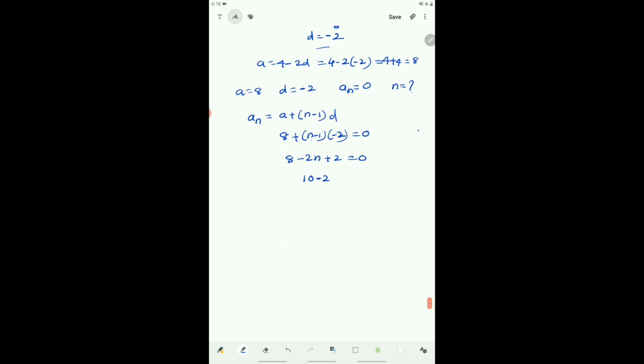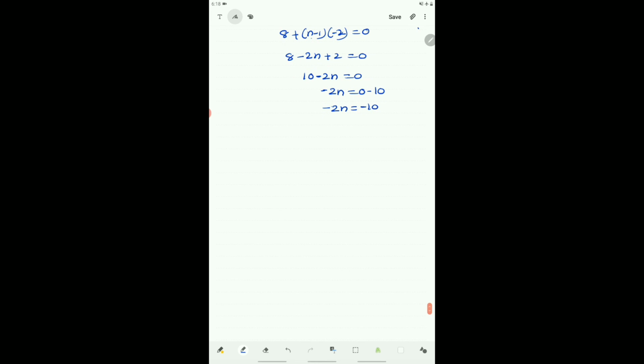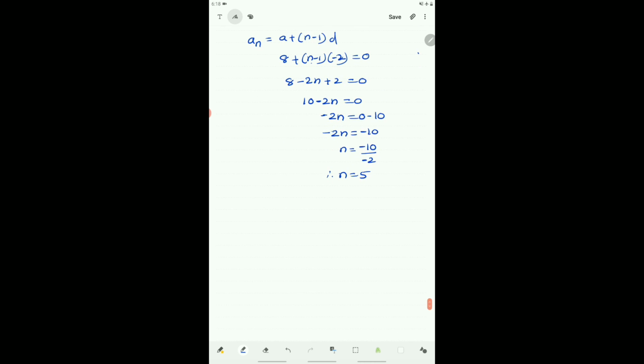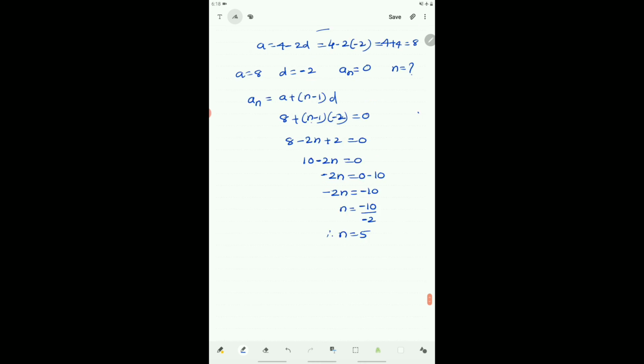And 10 minus 2n is equals to 0. Minus 2n is equals to 0 minus 10. And minus 2n is equals to -10. And n is equals to -10 by -2. Therefore, n is equals to 5. And here which term is 0? Fifth term is 0.